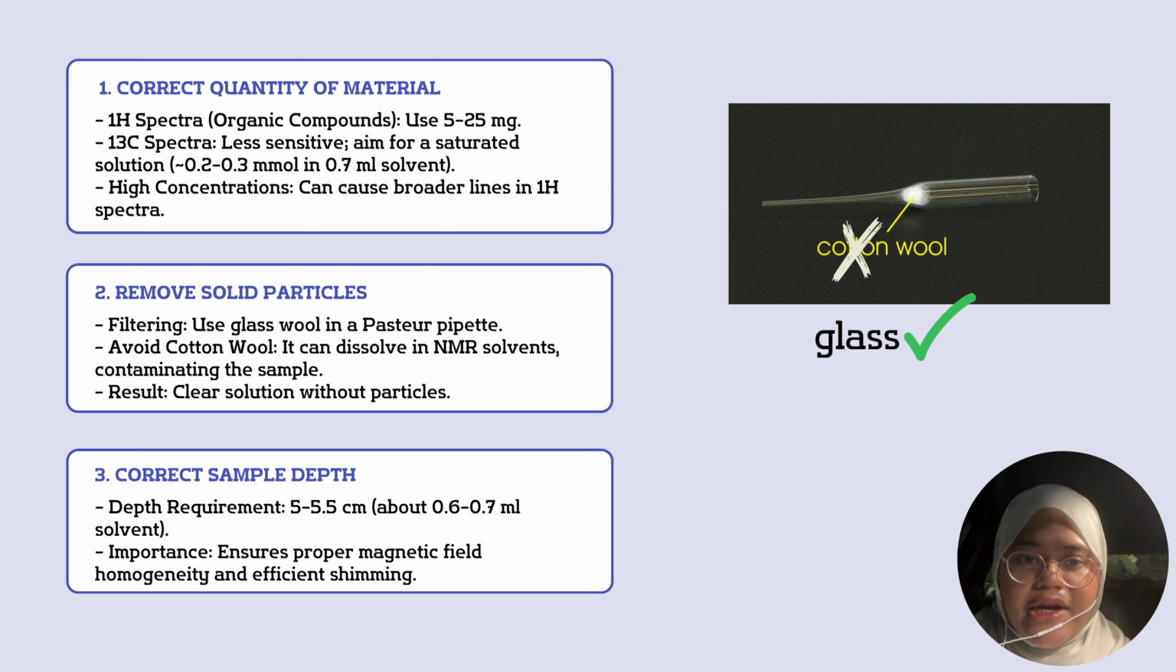Number 3. Correct sample depth. Prepare samples to a depth of 5 to 5.5 centimeters, requiring about 0.6 to 0.7 milliliters of solvent. This ensures proper magnetic field homogeneity and efficient shimming, which is crucial for obtaining high-quality spectra.